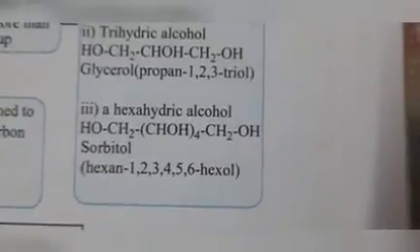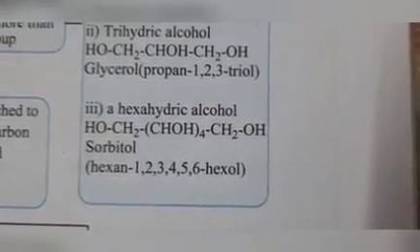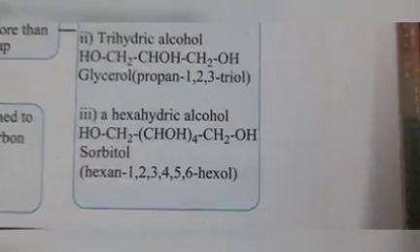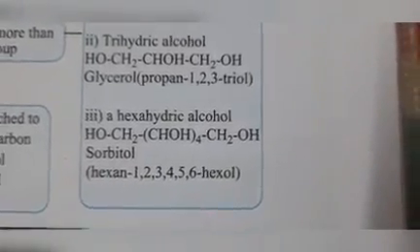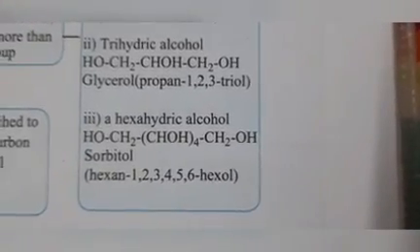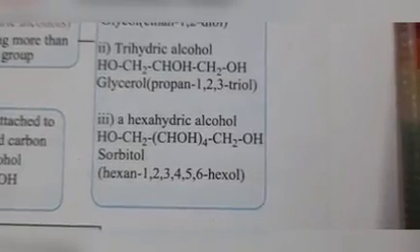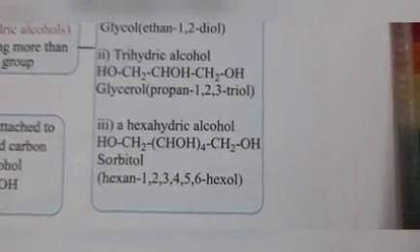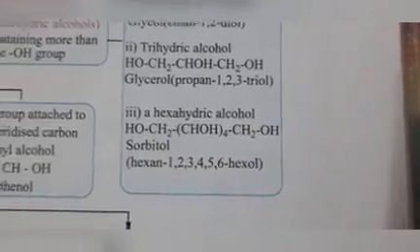And last one, hexahydric alcohol. Totally how many OH? At both ends, left hand side and right hand side, 2 OH are present, and in the middle 4 OH are there. Totally 6 OH. That means one compound contains 6 OH. So this is the example for hexahydric alcohol.